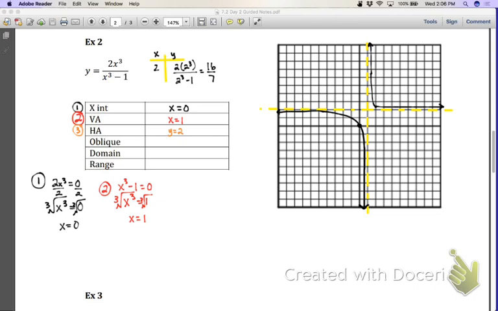I'm not really worried so much about the graph as I am about everything else. What's my domain going to be, though? Negative infinity to 1, and then 1 to positive infinity. Now, what do we need to fill in for my oblique? None, or NA, right? Whatever you want to call it.